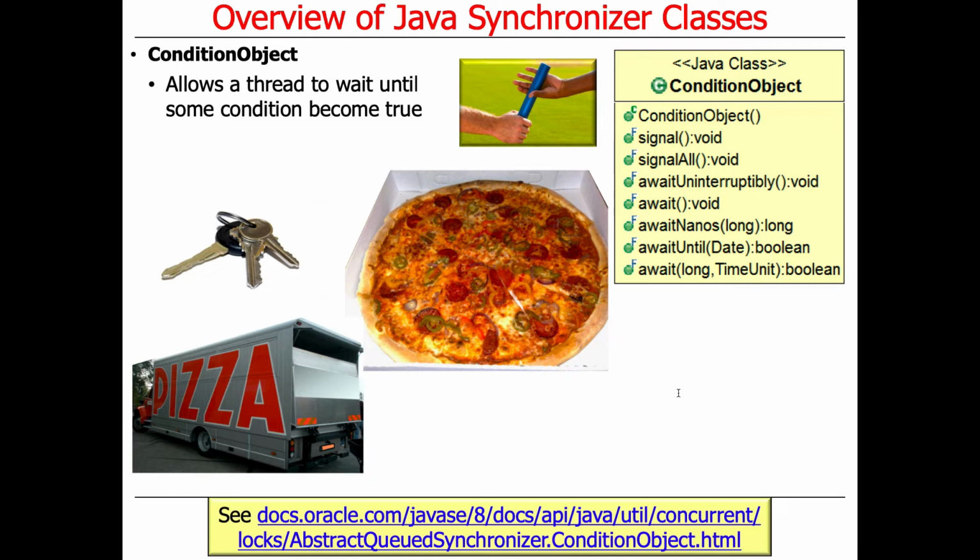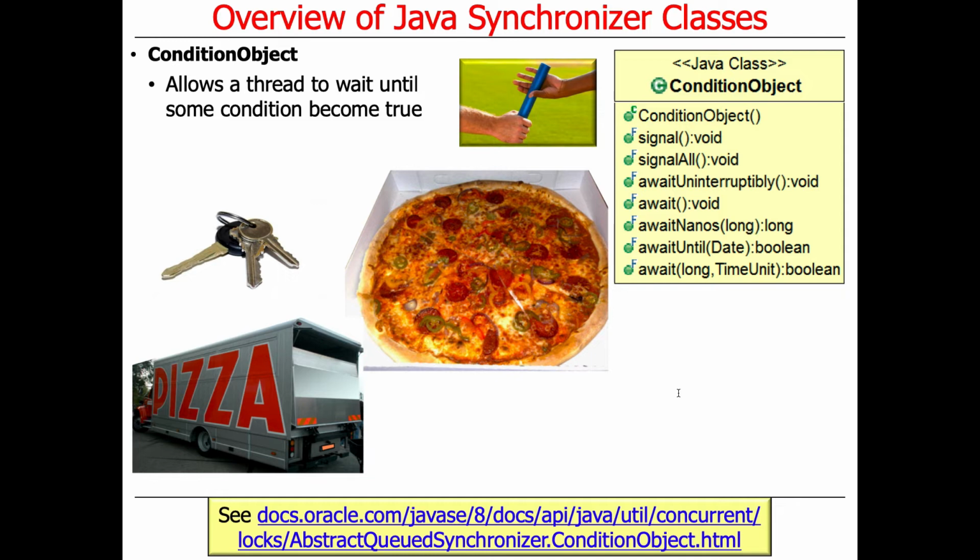It says, if I can't make any progress, then I want to go to sleep until someone else changes the state of the program so I could make progress. So it's almost the exact opposite. You put yourself at bay, you put yourself to sleep until things are the way that you want them. And I'll give you a really cool example later having to do with delivering pizzas and a pizza truck and pizzas and keys. I won't spoil the example now.